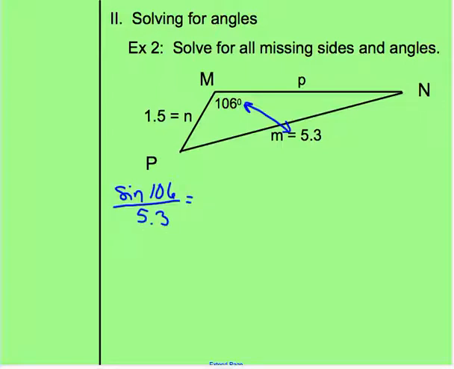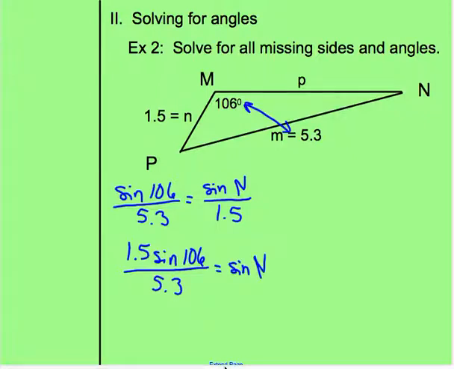And then looking at P, I don't know the measure of angle P or side P, so I have to start by solving for the measure of angle N. So that would be the sine of angle N over the side across from it, which is 1.5. Again, this time instead of cross multiplying, I'm just going to multiply both sides by 1.5 to get that out of the denominator because my variable is already in the numerator.